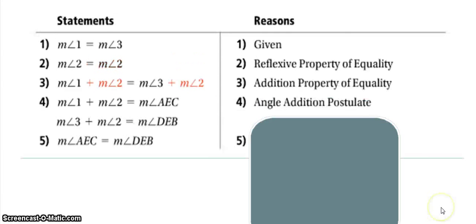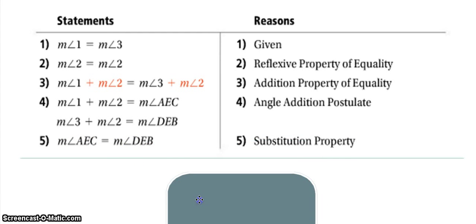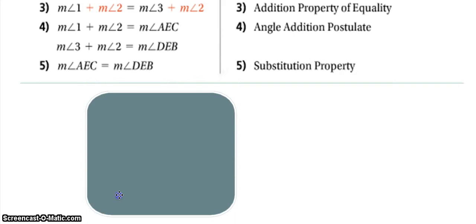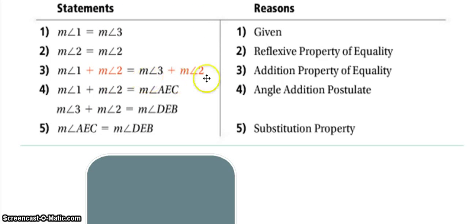All that is our angle addition postulate, just like our segment addition postulate. And to finish us off, we will now be able to say that AEC is equal to DEB because of the substitution property. We know that 1 and 2 were equal to 3 and 2. 1 and 2 is AEC, 3 and 2 is DEB, so now I can plug in AEC to the left, DEB to the right, and we've got our final.